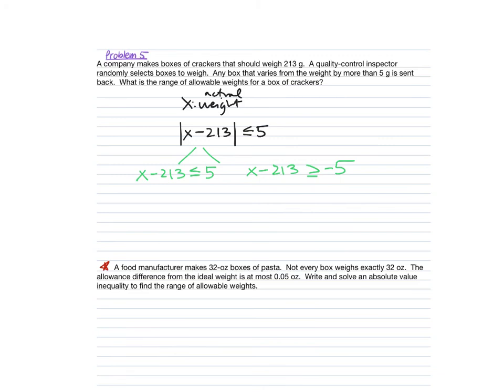And so this becomes x is less than or equal to 218. We add 213 to both sides, and then we add 213 to both sides here, and we get x is greater than or equal to 208. So it can be between 208 and 218 grams.